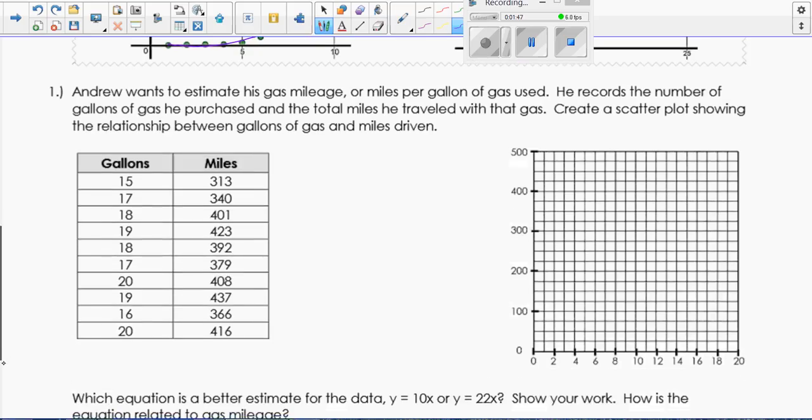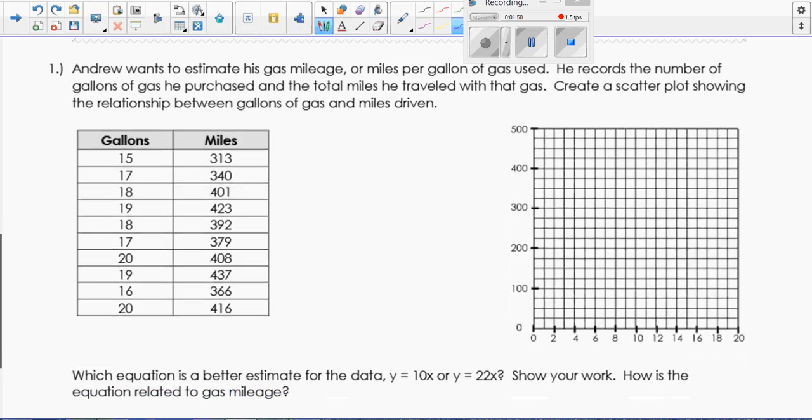It says Andrew wants to estimate his gas mileage, or miles per gallon of gas being used. He records the number of gallons of gas he purchased and the total miles he traveled with that gas. Create a scatter plot showing the relationship between gallons of gas and miles driven. Here's your gallons, that's your x-axis. Here's your miles, here's your y-axis. So we're going to label the x-axis as number of gallons.